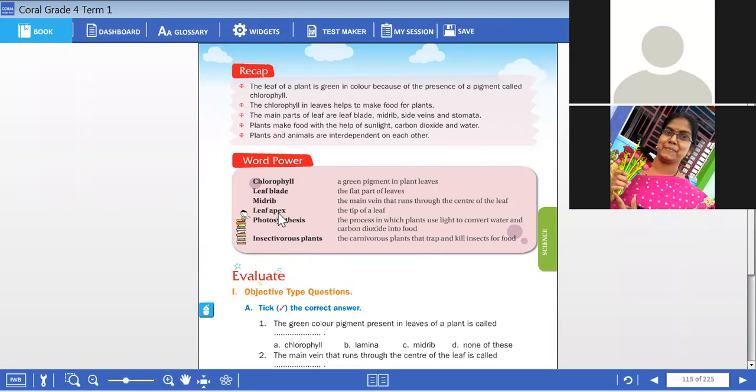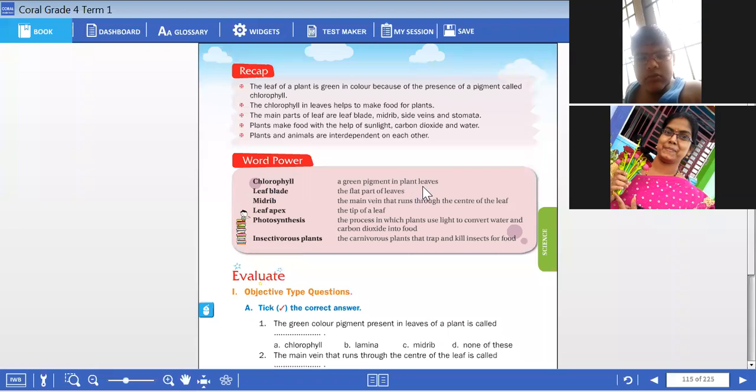Here they have given a word list for our children. Please note it down. I'll just repeat it for you. Chlorophyll, a green pigment in the plant leaves. Leaf blade, the flat part of a leaf. Midrib, the main vein that runs through the center of the leaf. Leaf apex, the tip of the leaf.